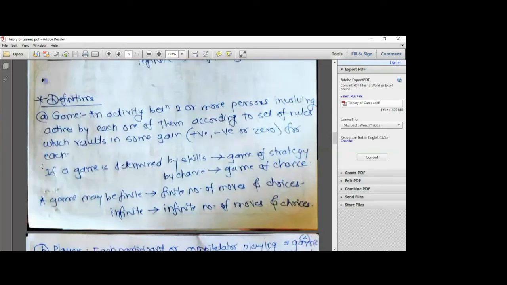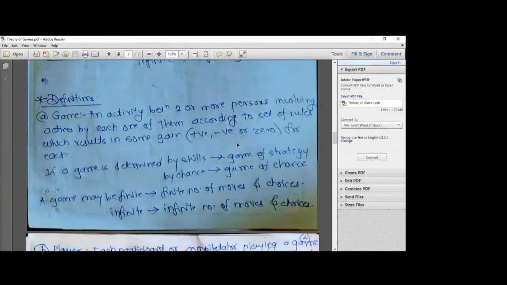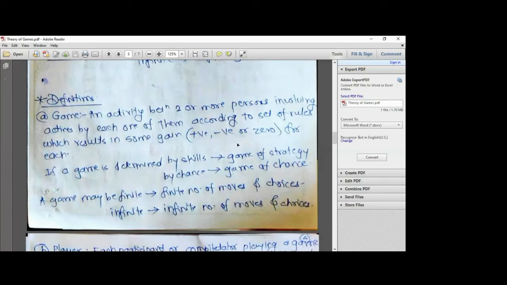If a game is determined by skills, it is called a game of strategy. So if there are strategies that are defined for every player, it is called a game of strategy.